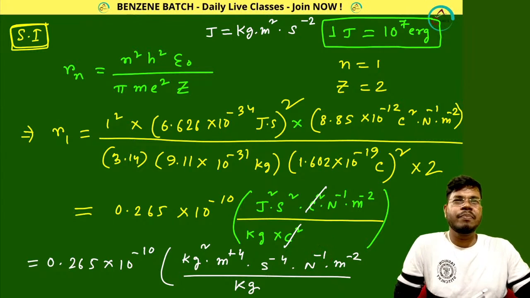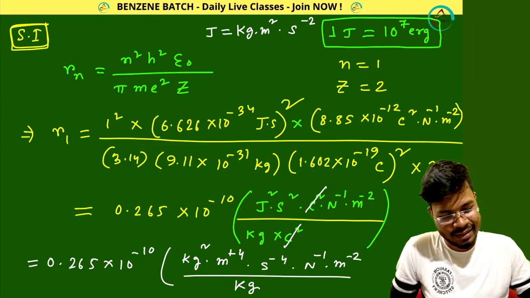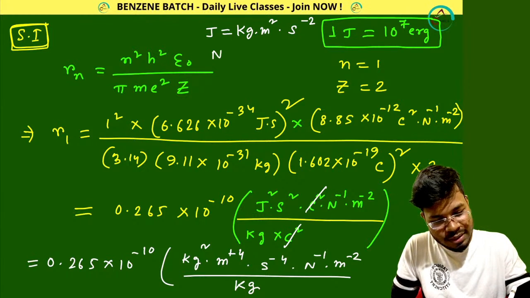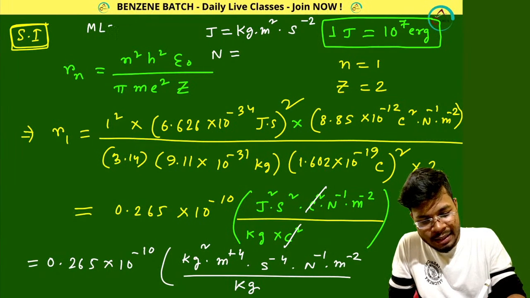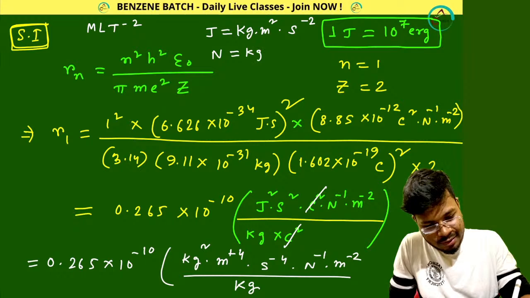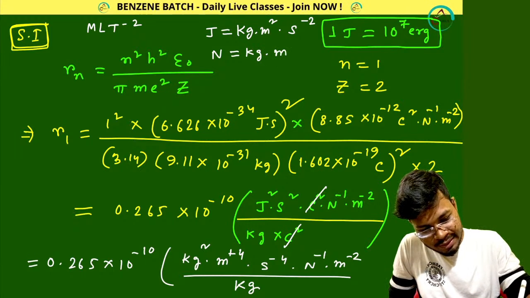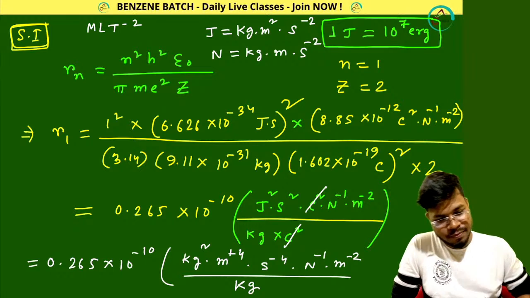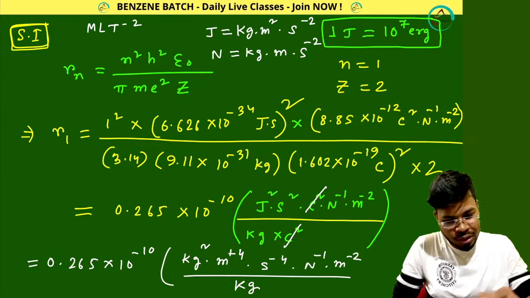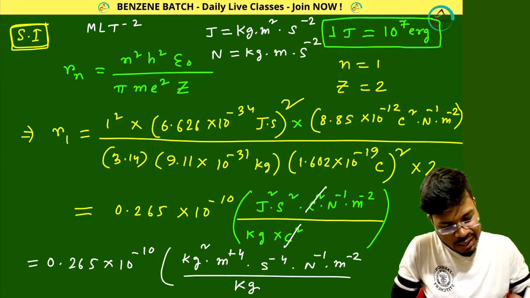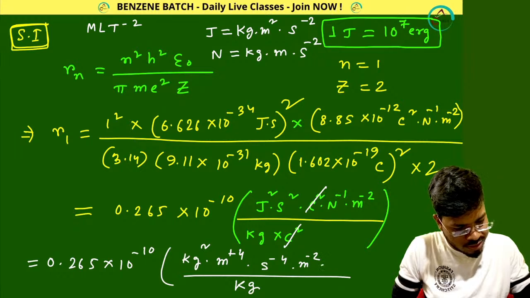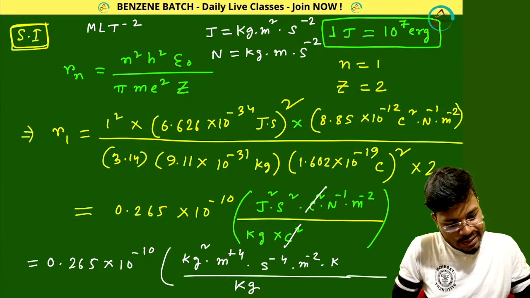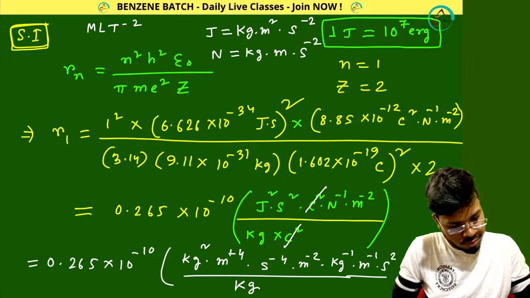Newton is the unit of force, right? You know this. Force means M L T to the power minus 2: mass kg, L length meter, T second to the power minus 2. Newton will be this. Let me put the Newton over here, and it's inverse, so it will be kg inverse, m inverse, second squared.